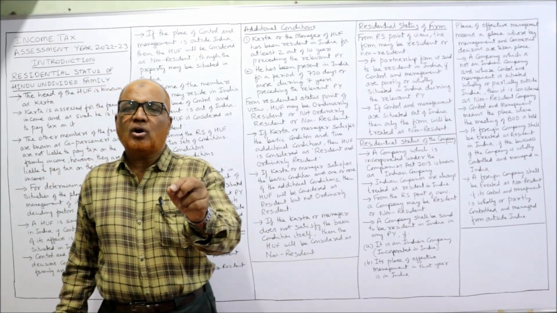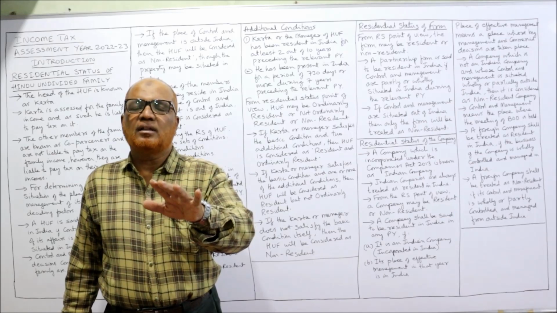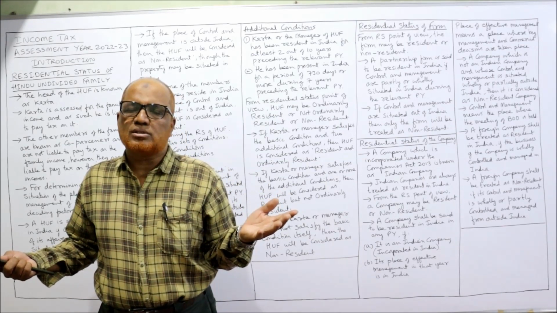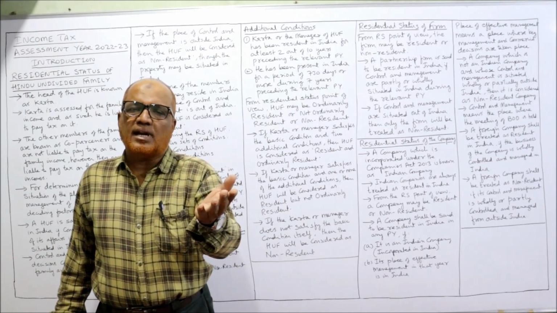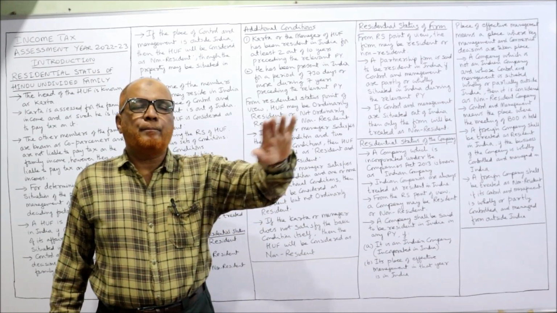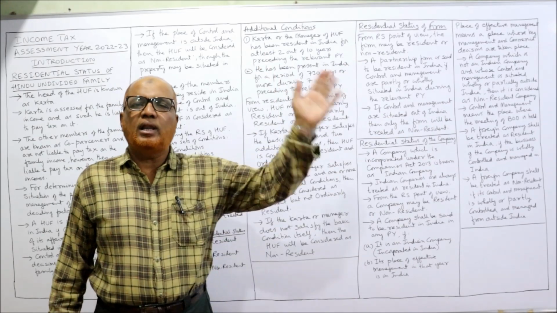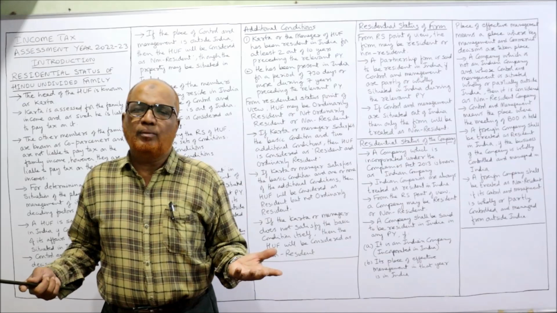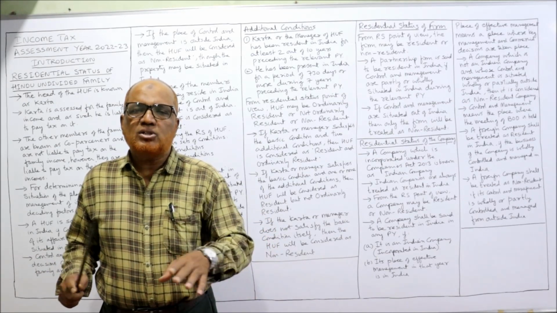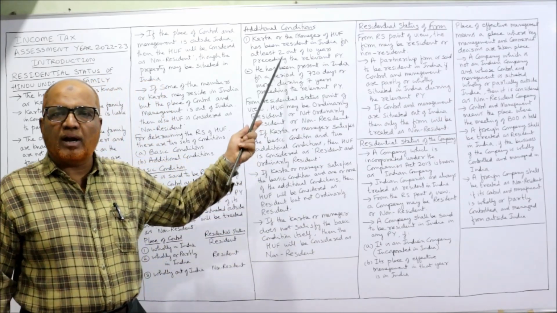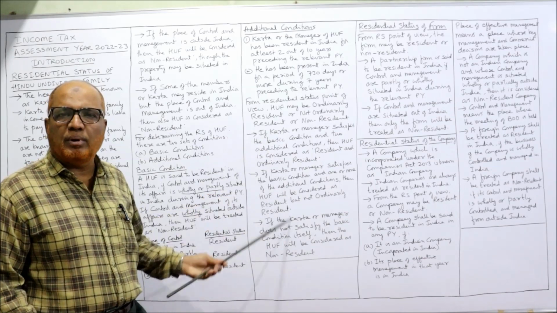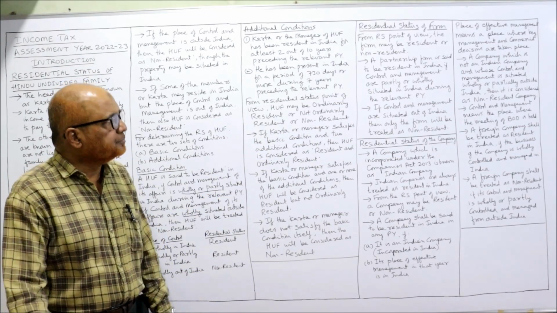Lastly, if the Karta or manager does not satisfy the basic condition itself, we should not go to additional conditions. When the basic condition is not satisfied, that means the control and management is completely outside India, wholly outside India. Then the HUF will be called non-resident. If the HUF is non-resident, no need to go for additional conditions. That's it. These are the final 3 points you have to remember for HUF.